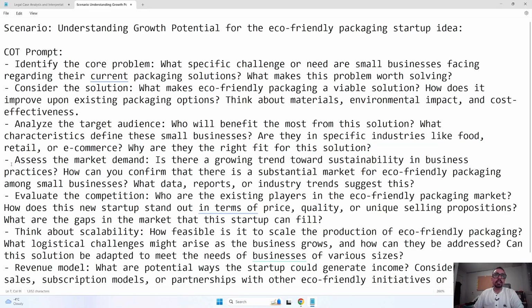Then assess the market. In this, we are trying to understand, is there a growing trend towards sustainability in business practices? How can you confirm that there is a sustainable market for eco-friendly packaging businesses? What data, reports, or industry trends suggest this? So in this, we are checking, if we are bringing this product, is it in demand? And are there any policies or any support from government on that side? That would be very clear as part of this specific topic.